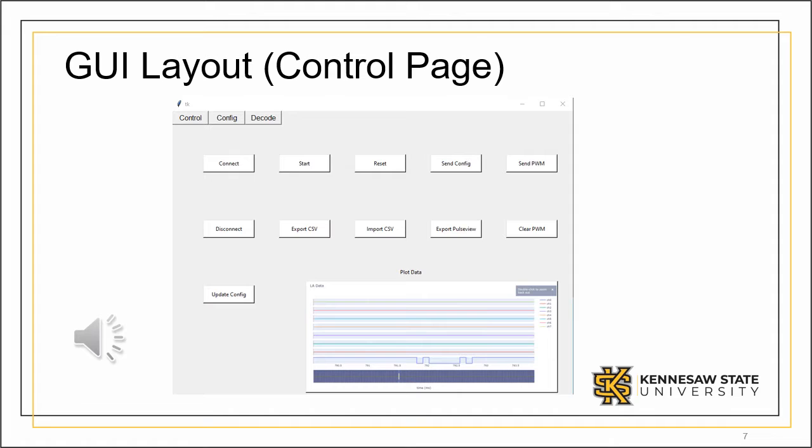The disconnect button disconnects or closes whatever process is going on. The update config button updates the parameter based on what's in the config window. Export CSV exports the data into the working directory. Import CSV imports a CSV file which is later used in the decode window. Export post view exports the gathered data. Both the PWM buttons are used to start the PWM based on the configuration in the config window or to clear it. The image is also a button and it plots the data in the user's default internet browser.